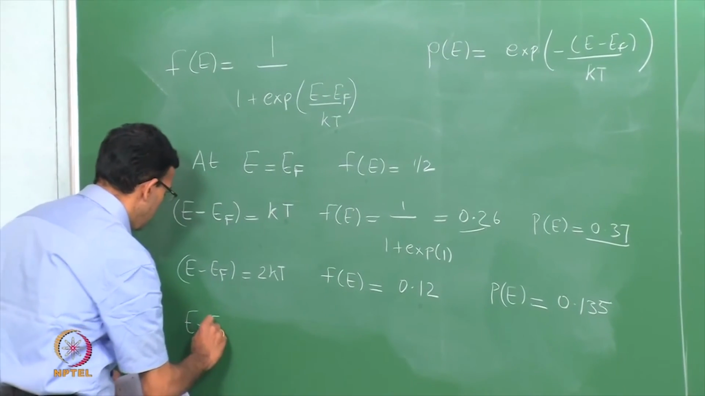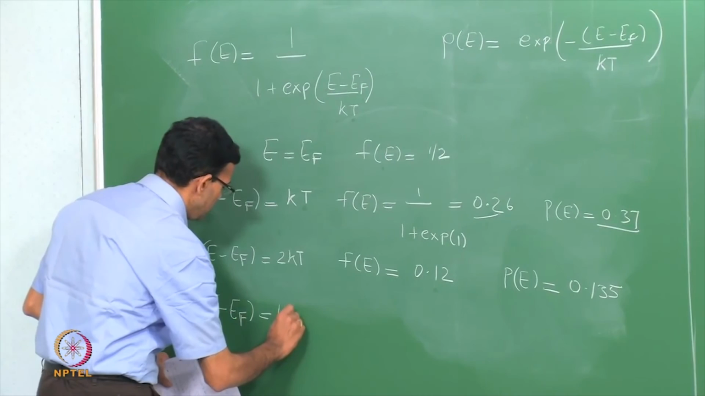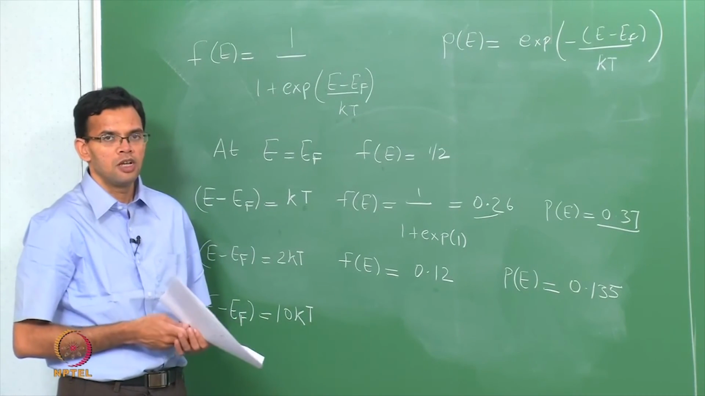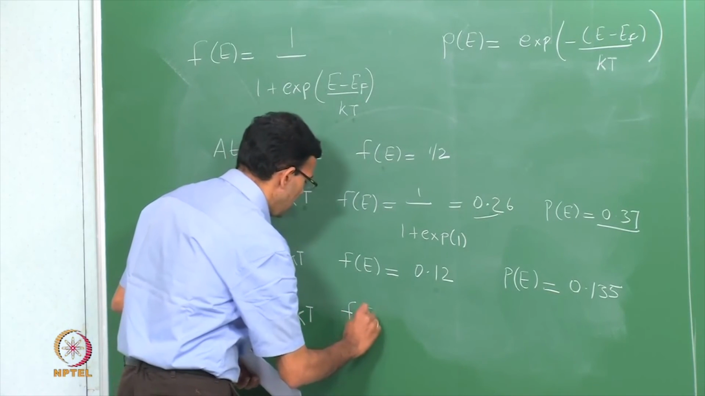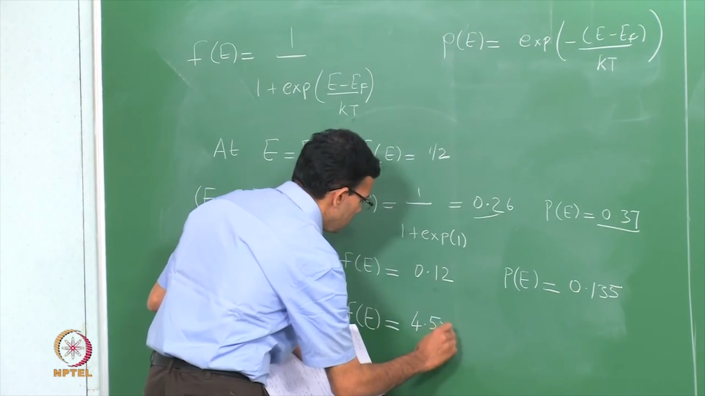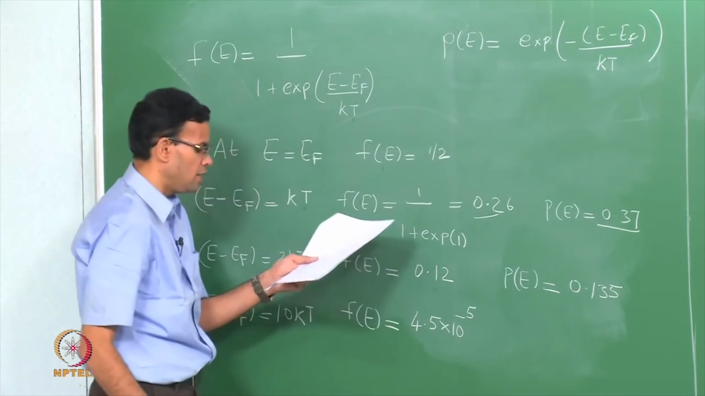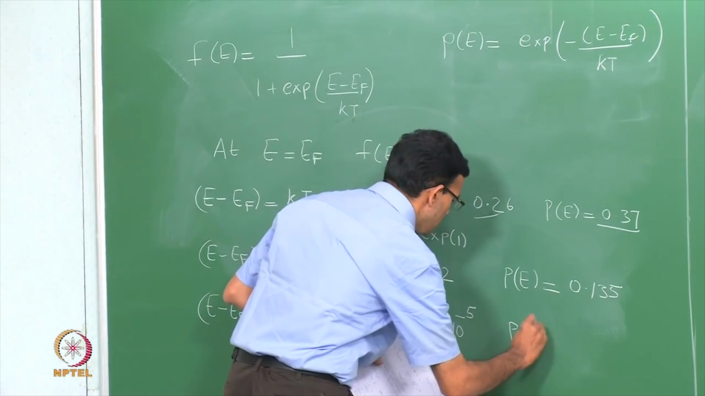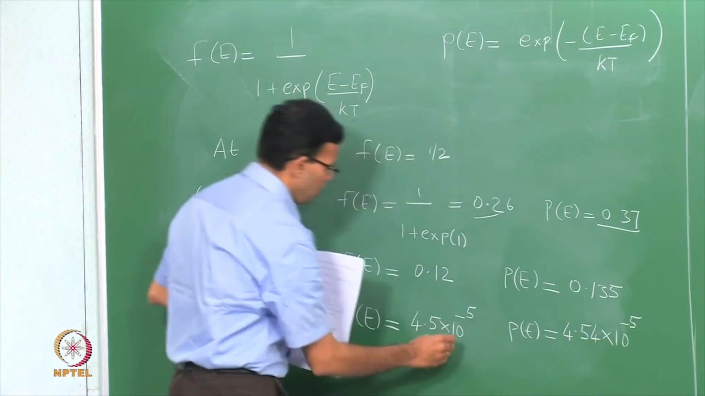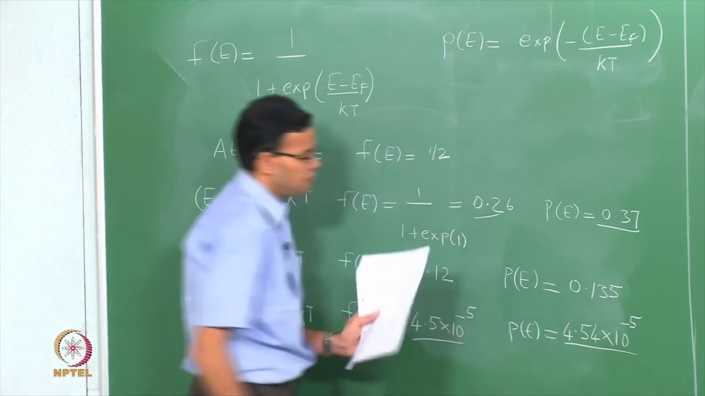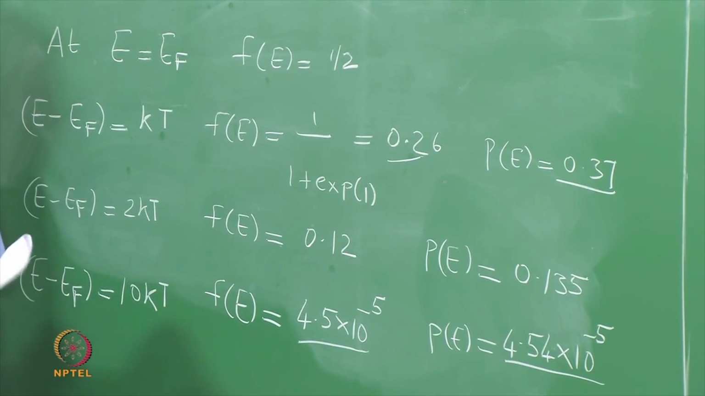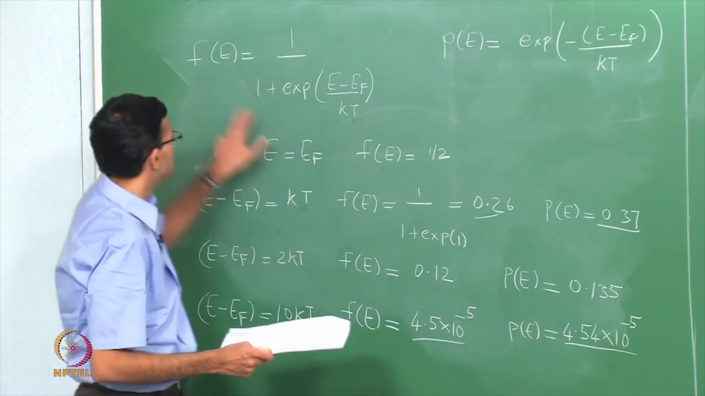What if E minus EF is 10 kT? At room temperature, this is 0.25 electron volts above the Fermi energy. In this case, f of E is 4 times 10 to the minus 5, and if you look at the Boltzmann's approximation, it is very close. So, already 0.25 electron volts above the Fermi energy, we can easily use the Boltzmann approximation instead of f of E.